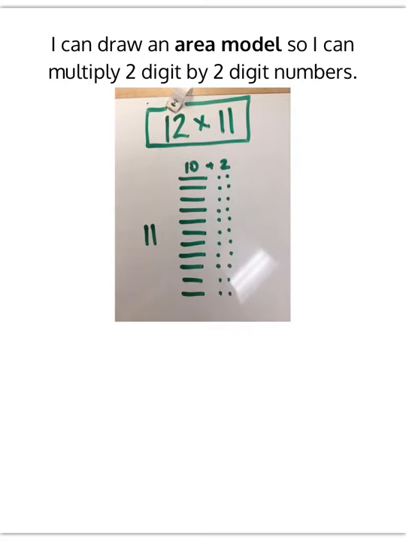By now you should have this exact array written on your board. And now we're going to try to chunk it up so it makes it easier for us to multiply. I've already chunked the top portion of my array into 10 and then 2 ones. And so I'm going to do the exact same thing for the 11 down the side. I'm going to chunk it into 10 and then 1 one.